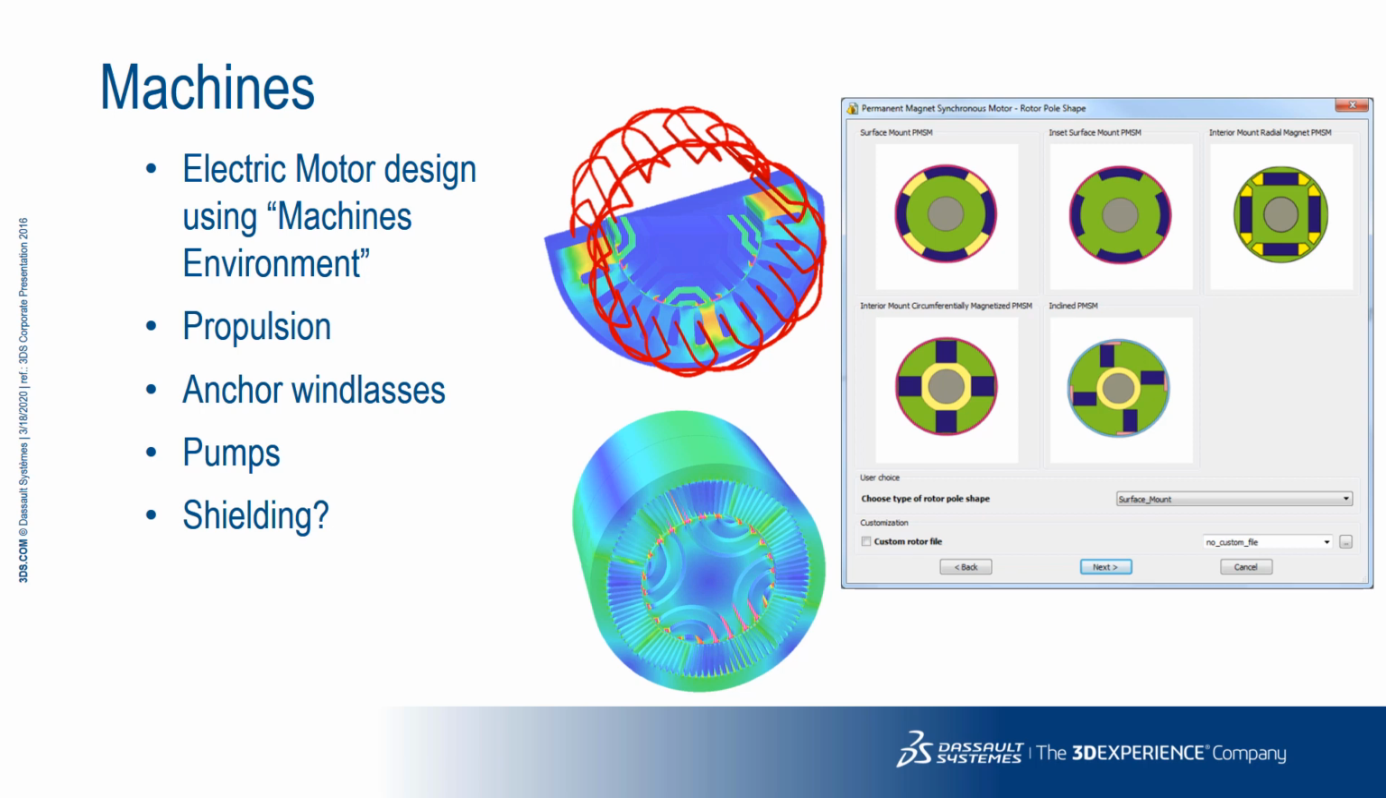Propulsion systems in the form of electric motors can be designed using Opera. The standard GUI and solvers provide all the tools you need to optimize the design of a particular type of motor, or the machines environment can be used, which speeds up the typical motor design process. This can be used to design large electric motors for propulsion, generators for power systems, or systems such as anchor windlasses or pumps.